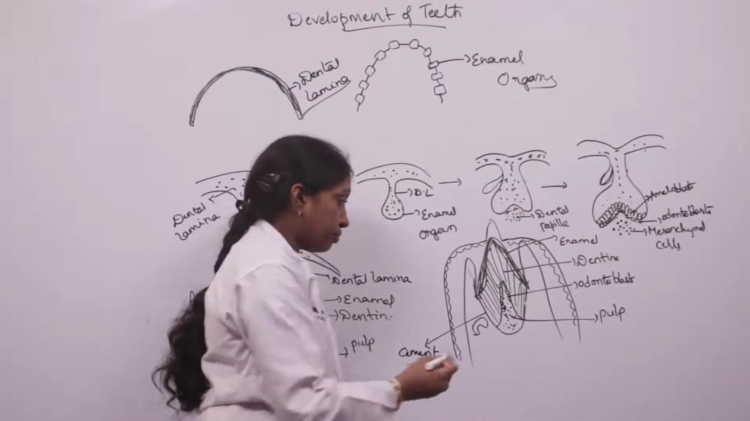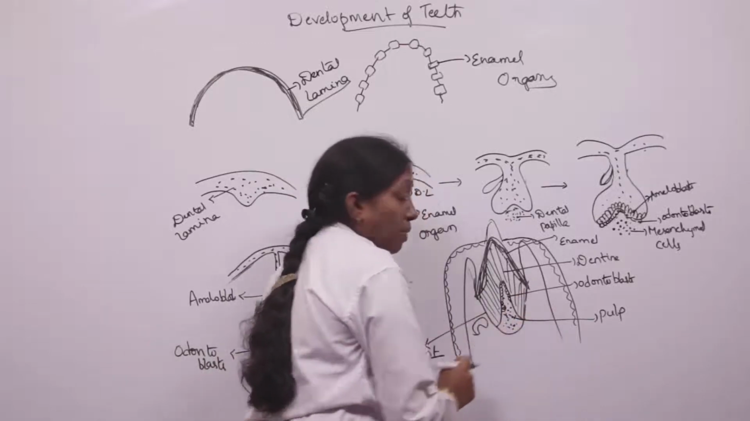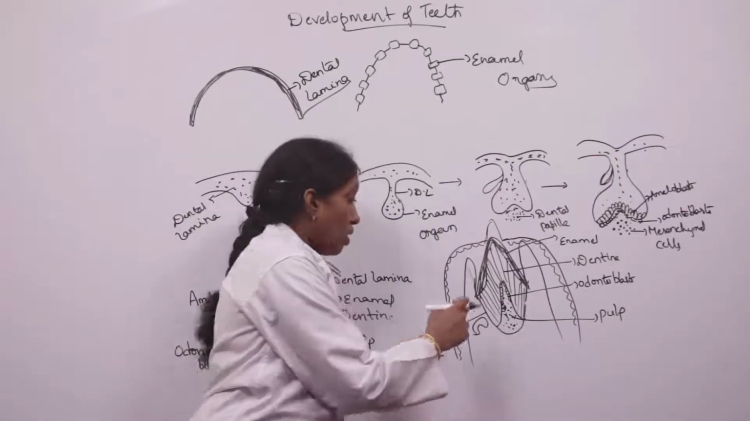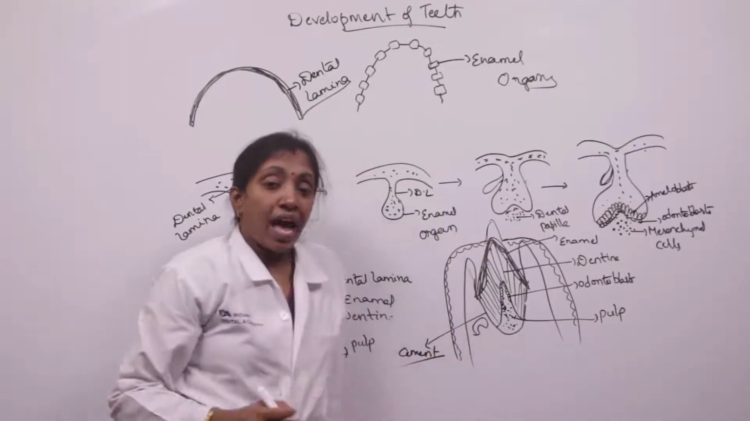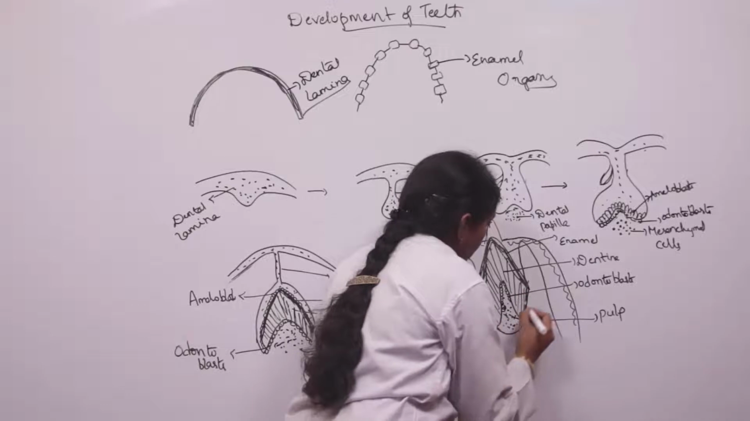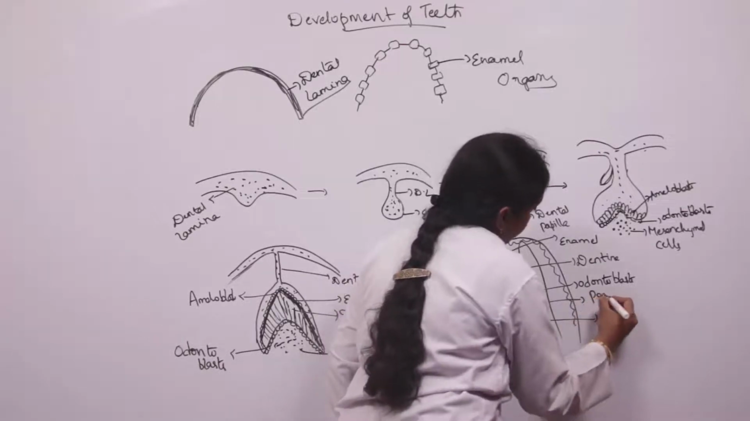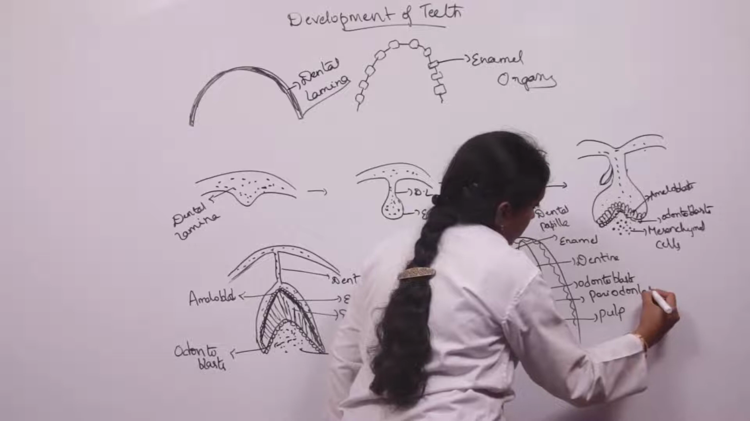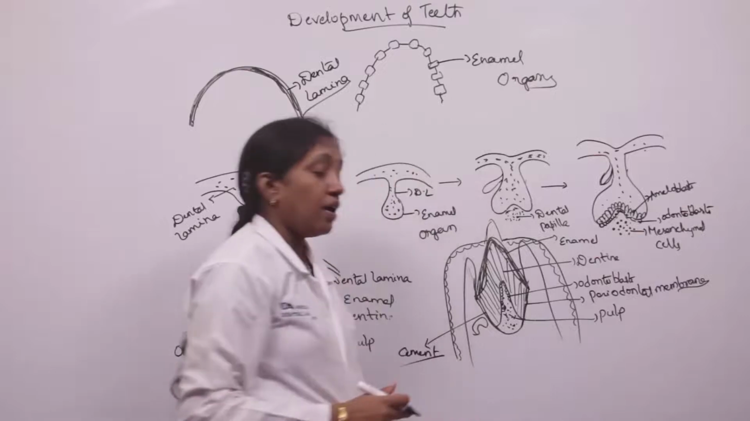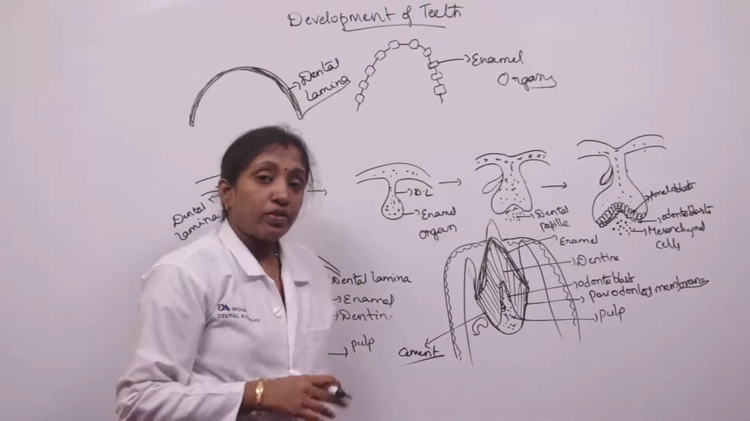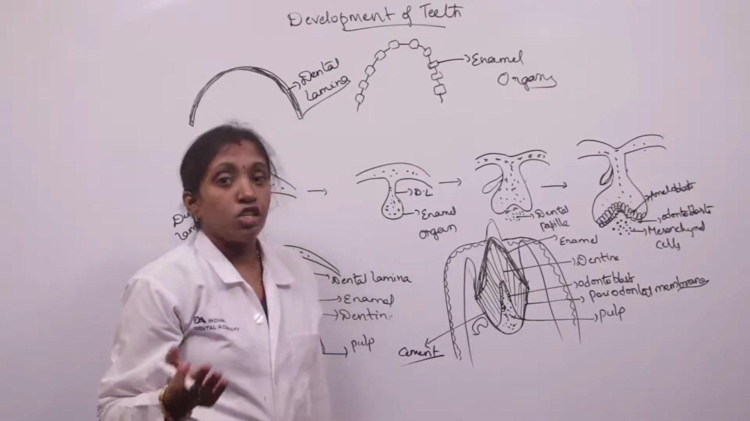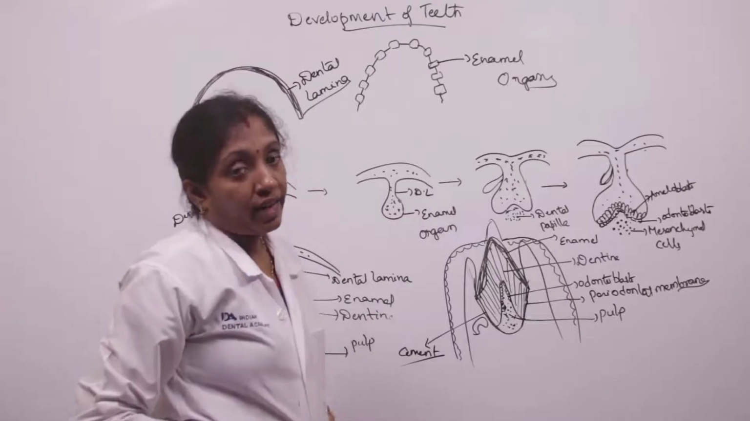And also another fibrous membrane is formed, which connects the root to the alveolar process of bone. Outer to the cement we have another fibrous membrane, that is called periodontal membrane, which connects the root to the bone, the bony socket. That is called periodontal membrane.